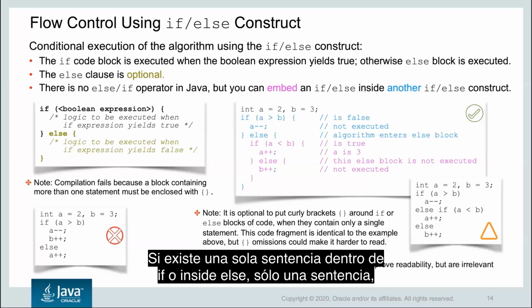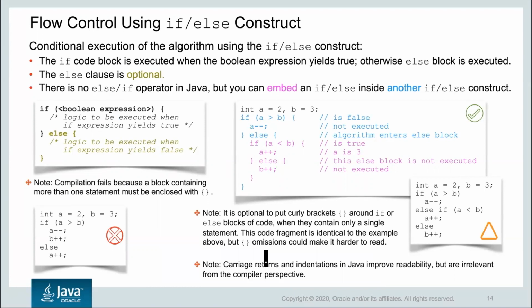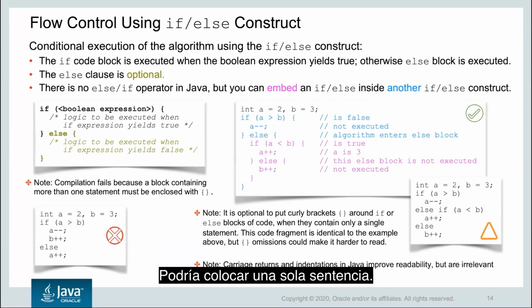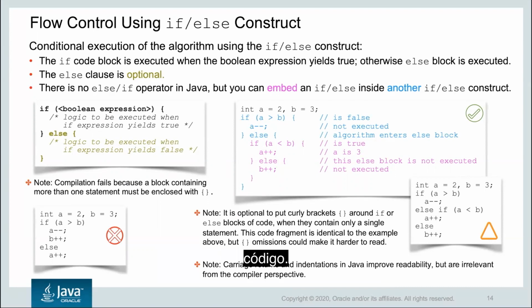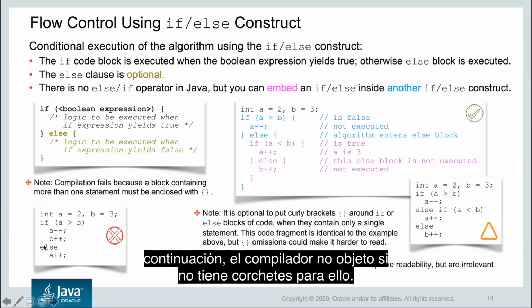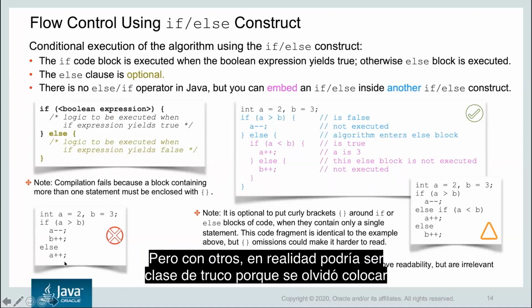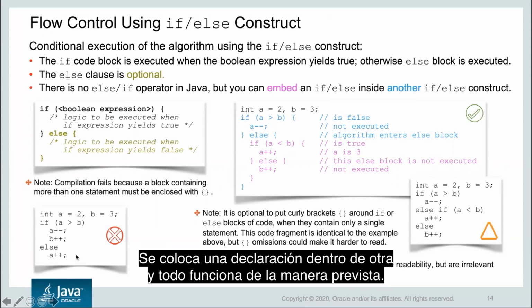If there's one single statement inside the if or inside the else, beware of that, because you can sort of forget that that's supposed to really be a block of code here. Obviously, if you put more than one statement inside the else, the compiler will object if you don't have curly brackets around them. But with else it could actually be kind of tricky, because you forgot to put the curly brackets. You put one statement inside else and everything else is inside.